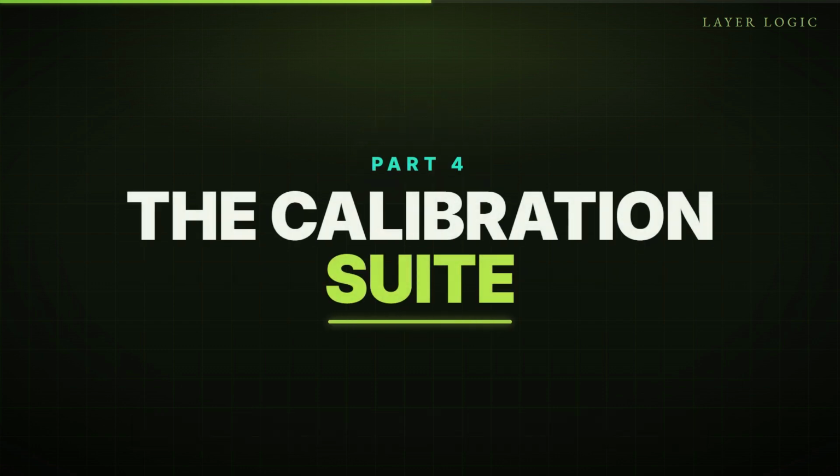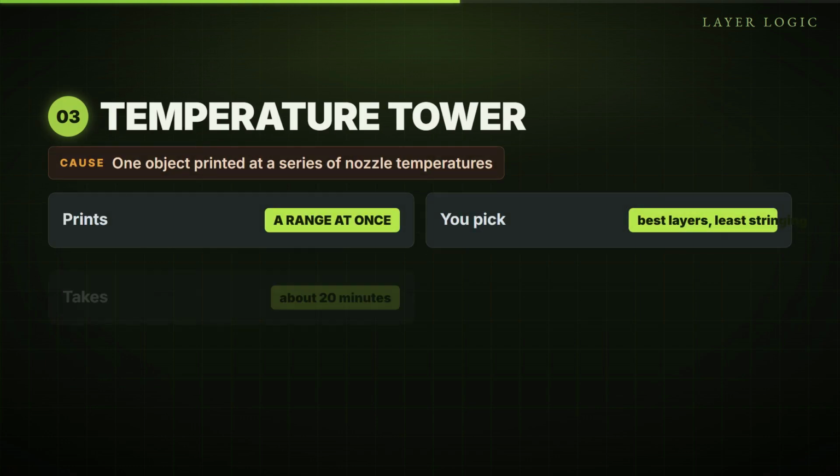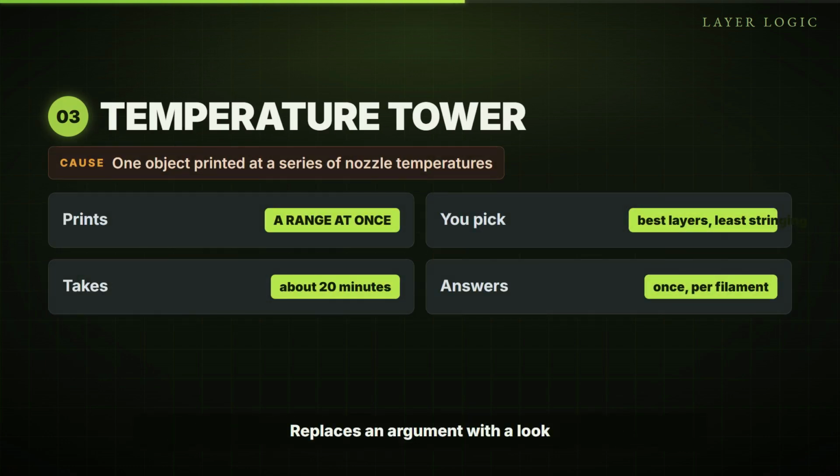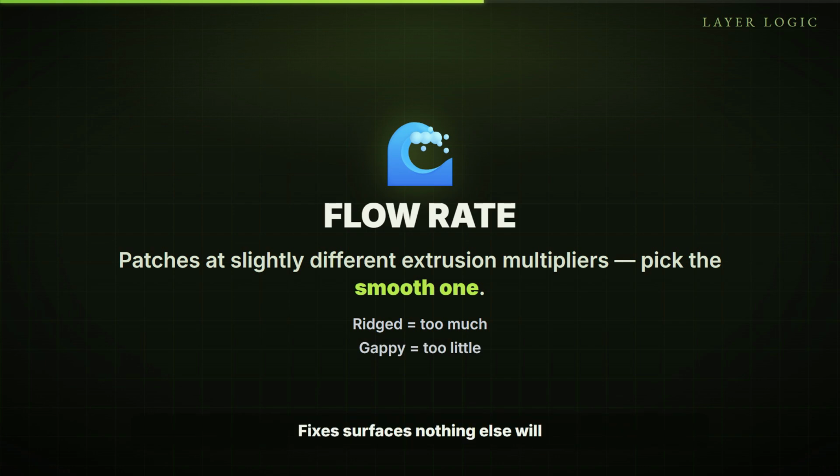Chapter 4, the calibration suite, which is the reason to use it. Under the calibration menu, Orca ships a set of test prints that other slicers make you download from the internet as random model files. The temperature tower prints one object at a series of nozzle temperatures, so you can look at the result and pick the temperature that gave you the best layers and the least stringing. Flow rate calibration prints a series of patches with slightly different extrusion multipliers, and you choose the one that came out smooth rather than ridged or gappy.